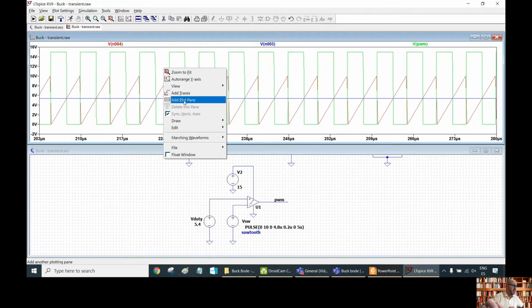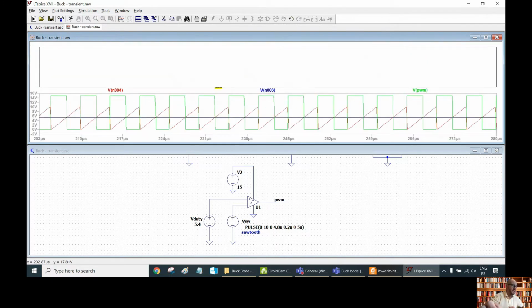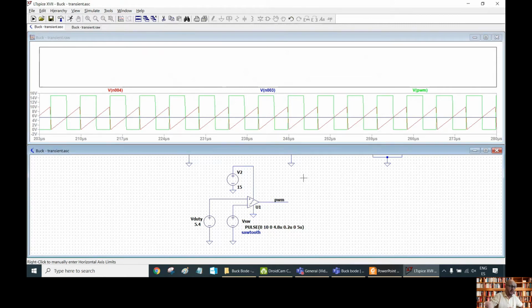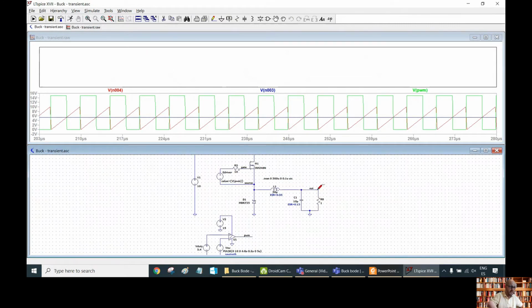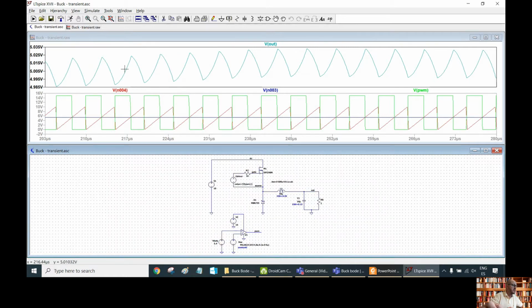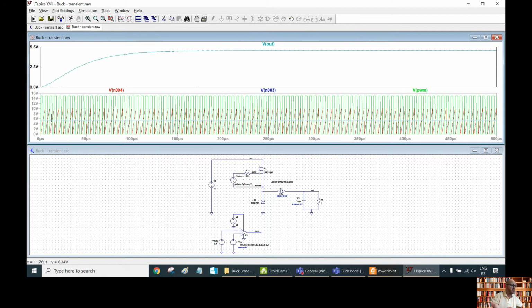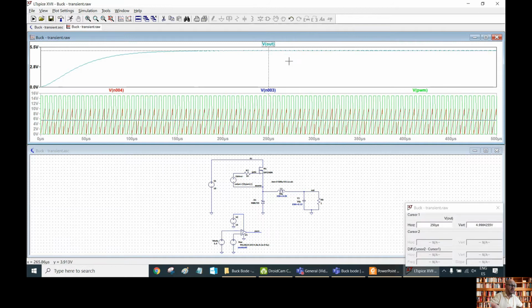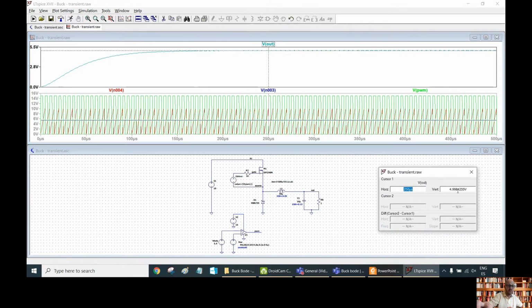Now we can see the output voltage. For example, I'm going to add a new plot pane here, and let's see the output voltage. This will be around 5 volts. We can see the complete simulation if we do the complete zoom here, and we can see how the output voltage is increasing until reaching approximately 5 volts.